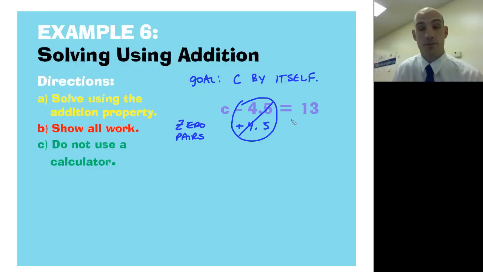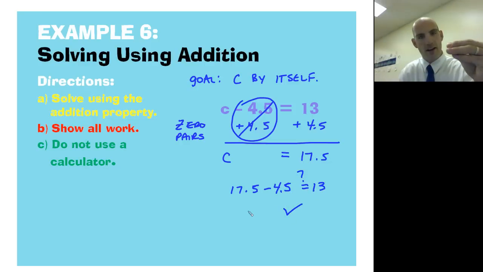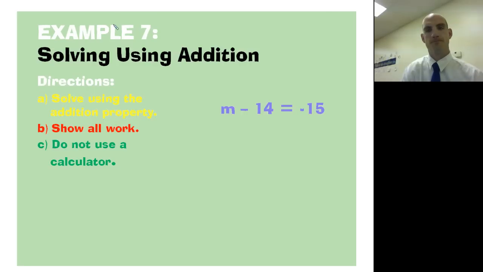Well, I must do the same thing to both sides. So if I add 4.5 to one side, I need to add 4.5 to the other side. I'm left with C equals 17.5. I can put it back in to check. Is 17.5 minus 4.5 equal to 13? Yes, it is. That's my check. So my zero pairs, I'm matching up with whatever's being done to C, or X, or Y, and making that 0. Let's try another one.